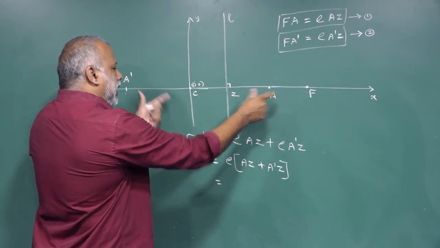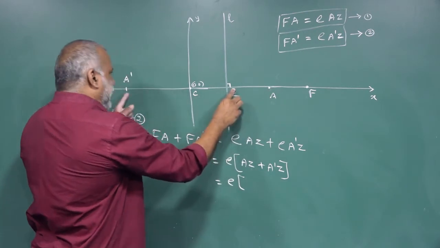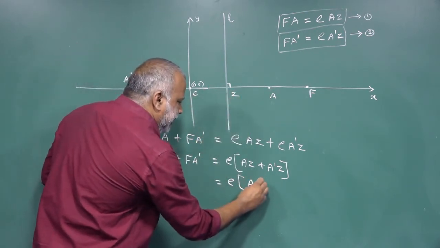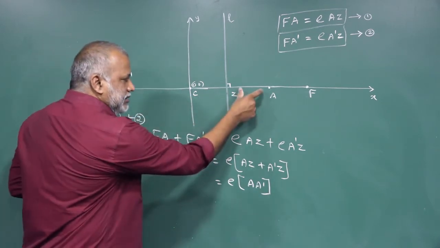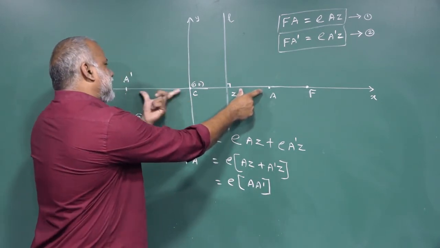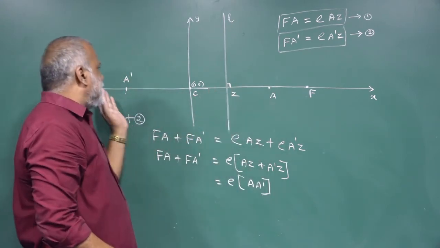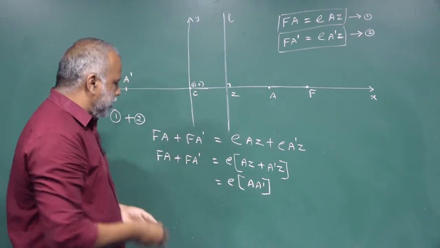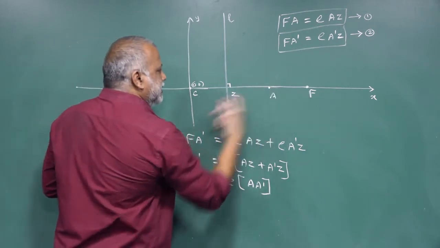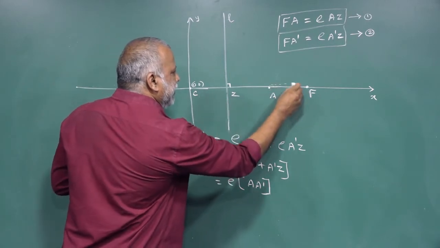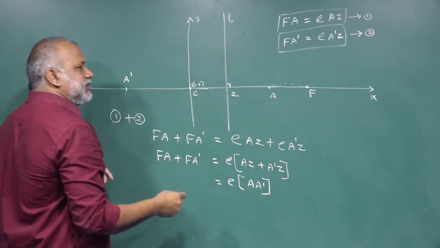Instead of these two additions, I can write like this. AZ plus A dash Z can be taken as A dash. See your board clearly. This is AZ, A dash Z, so I can add the two portions. Instead of separate addition, I can take A dash. See in your LHS side, FA is placed here. This portion is FA.